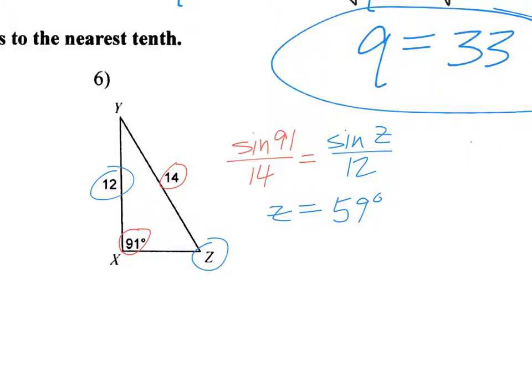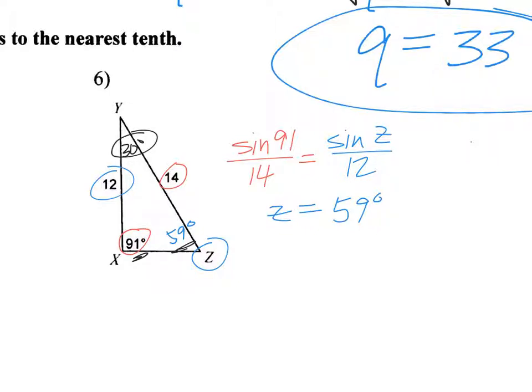Okay, so now this is 59, and just like we said earlier, what I can do is add these two angles together and then subtract from 180. So if I add 91 and 59 and then subtract that from 180, that gives me 30. So that means this angle is 30 degrees. So I found that one.